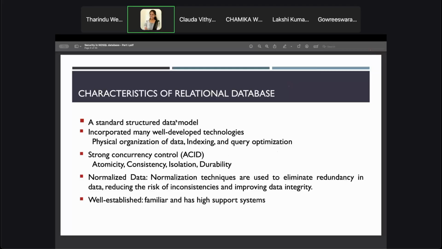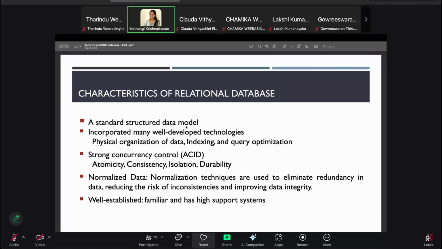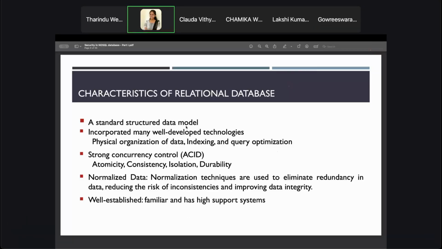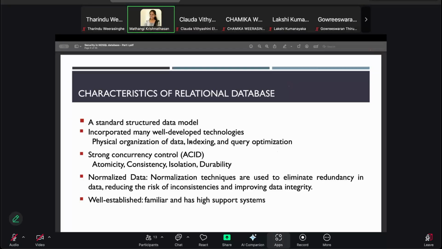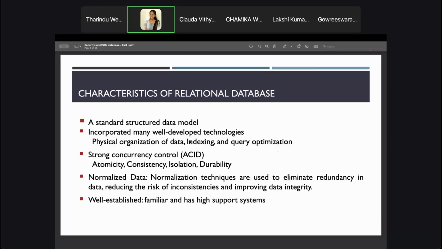Like I already mentioned, relational database tables are well structured and they have a defined schema, right? That's the basic thing. When it comes to a relational database, you cannot have one where you can accommodate any type of data, right? If there is a user, there are attributes. You can store only the values to those attributes. All right, that is what the structured data model means. And it is incorporated with many well developed technologies.